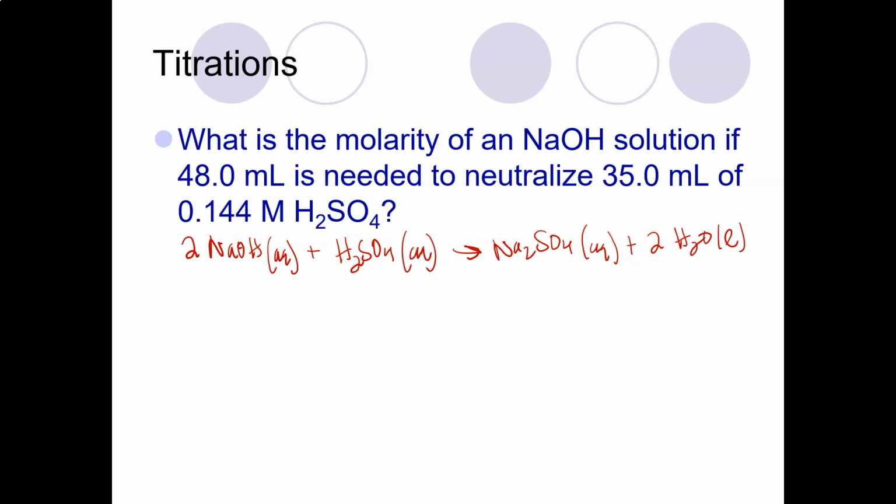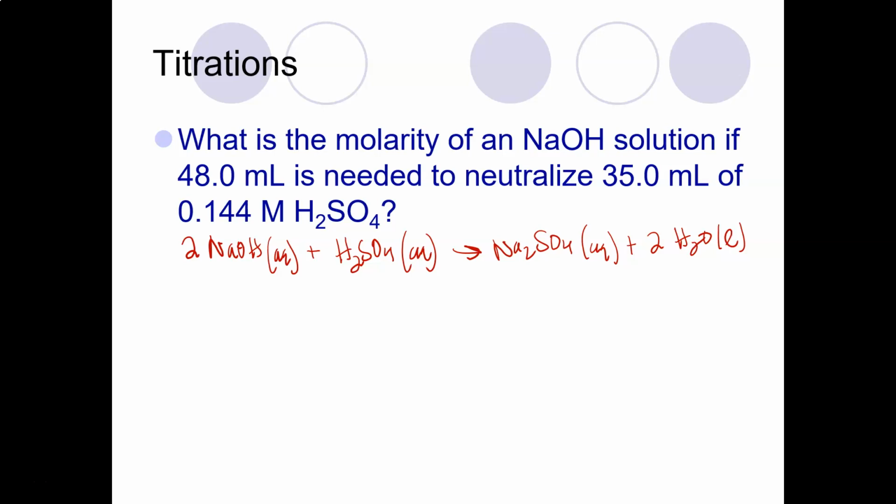So now it's time to read the question and figure out what we're solving for. Well, it says, what is the molarity of an NaOH solution if 48.0 milliliters of NaOH is needed to neutralize 35.0 milliliters of 0.144 molarity H2SO4. When you first read this and you look at the numbers, well, we got 3 numbers, so you're like, crap.